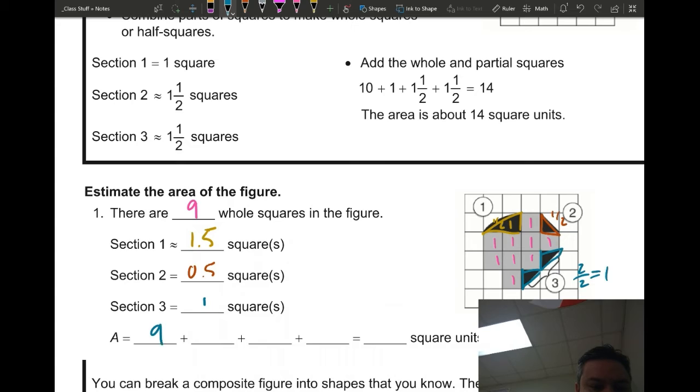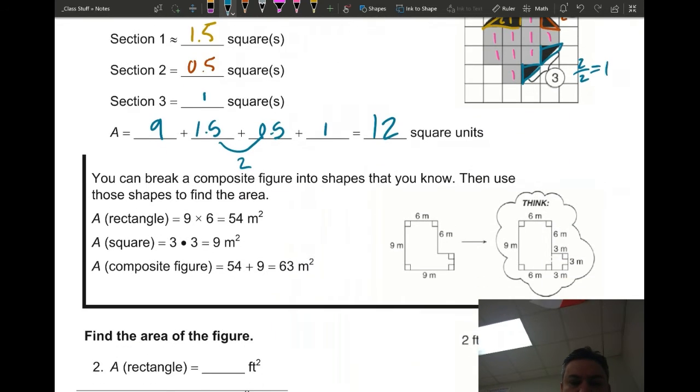So I have 9 plus 1.5 plus 0.5 plus 1. 9 and 1 is 10. These two make up 2. 10 plus 2 is 12 square units. It's just that easy for now.